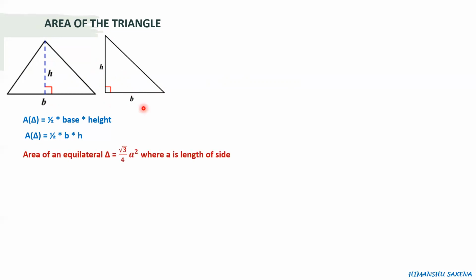Area of an equilateral triangle. In an equilateral triangle all three sides are equal. Let us say one of the sides is a, so all three sides would be a, so the area would be root 3 by 4 a square.